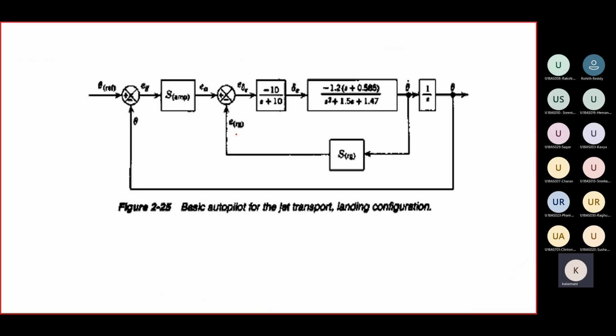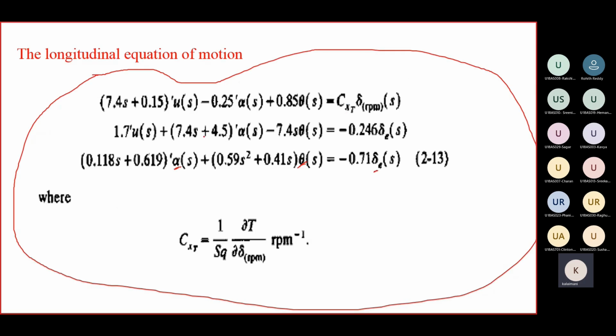Now we take the basic autopilot of the jet transport aircraft in the landing configuration, where the aircraft flies at sea level at 200 feet per second. This is an assumption we made here. So this is the basic autopilot for the jet transport aircraft in the landing configuration. One is the elevator transfer function, and the other is the aircraft transfer function. How we can obtain these aircraft transfer functions comes from these equations.